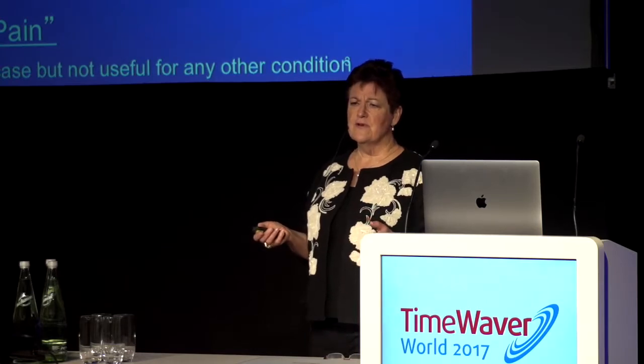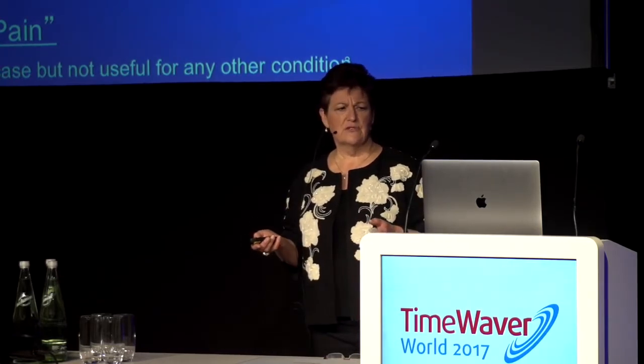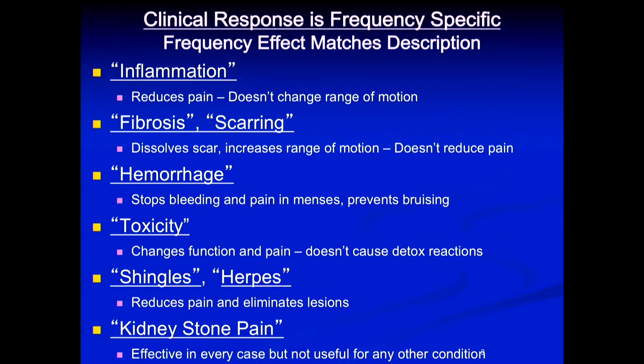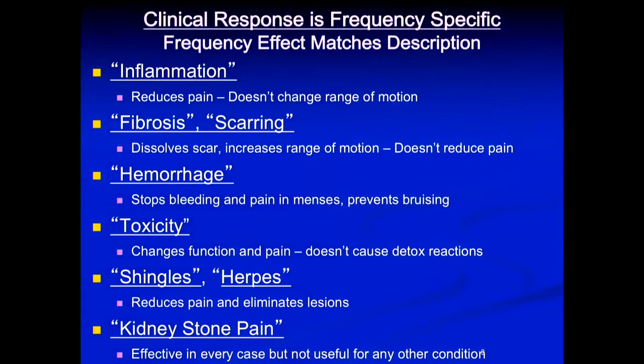So the frequencies are very specific, and I did not give this list yesterday, I don't think, but the frequency for inflammation reduces inflammation, and that's all it does. It doesn't change range of motion. It doesn't do anything except reduce redness and swelling and pain and inflammation. That frequency does only that. There's a frequency for fibrosis and scarring that increases range of motion, but does nothing for inflammation, does nothing for pain unless the pain is being caused by the scarring.